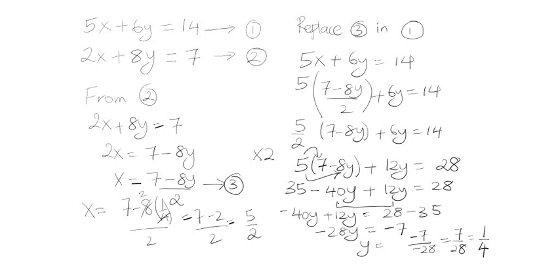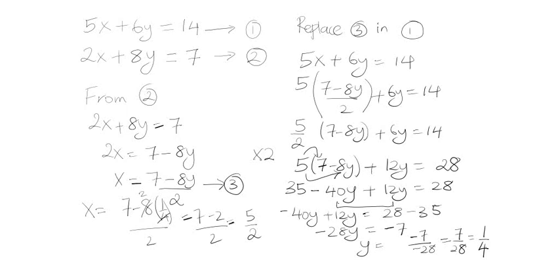But here I can't easily manipulate. For example, I can't make 2 become a 5 easily. I need to multiply the whole equation by 5 over 2, so that I get 5x and I eliminate. So it's a bit harder to do it through elimination. So here we decide to do it by substitution.